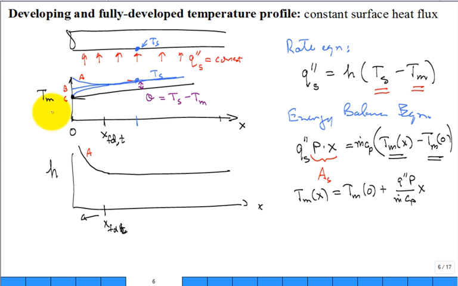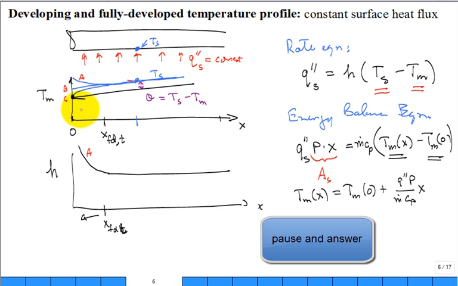What does the temperature of the surface look like for this problem with a constant heat flux boundary condition applied to a flowing fluid through it? We have now considered the entrance region. Does the profile look more like A or B or C? In other words, what's happening to this theta near the entrance? Is it small or large or the same as when it's fully developed?